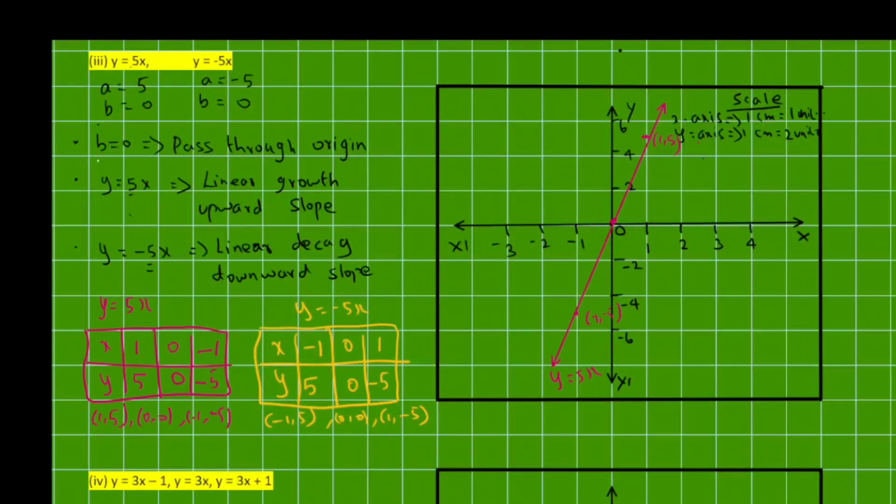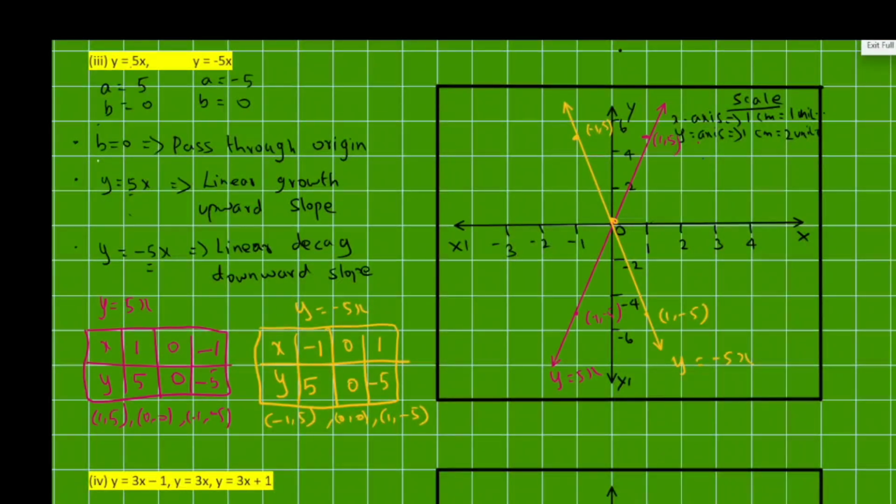Plot at minus 1 and plus 5. Minus 1 is here, plus 5 here. So (minus 1, plus 5), (0, 0), then (plus 1, minus 5). Let's join the points. Yeah, this is the line for the equation y is equal to minus 5x.